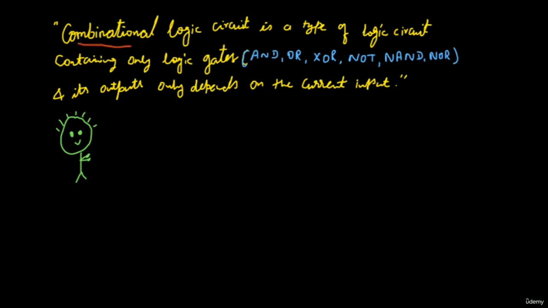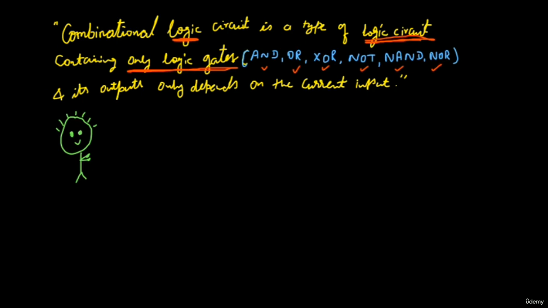Combinational logic circuit. Well, logic is important here. So, a combinational logic circuit is a type of logic circuit containing only logic gates. It means we are not using anything else. We are just using AND gate, OR gate, XOR gate, NOT gate, NAND gate, NOR gate. That's all the gates you are ever going to see in the digital electronics world. So these are the only logic which is possible.